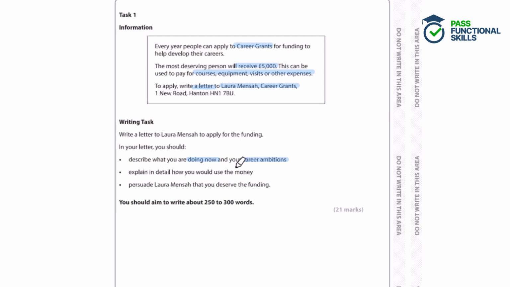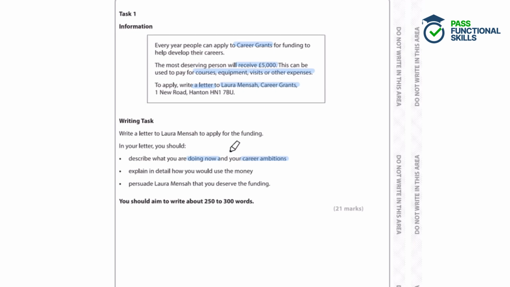Explain in detail how you would use the money. So we know that the money can be used to pay for courses, equipment, visits or other expenses. So if you wanted to become a person that looks after horses, then you might be asking for the equipment that's necessary to do that, or a course that will help you to do that, and maybe visit a riding centre or something.